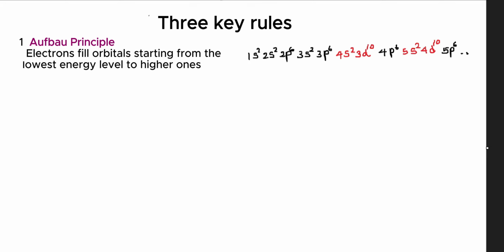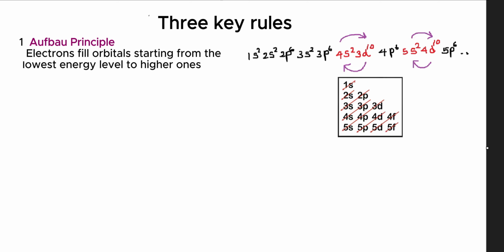Starting from 1s2 2s2 2p6 3s2 3p6, something strange happens. The 4s2 orbital is written before the 3d10 orbital because the 3d orbital has higher energy than the 4s orbital. A similar thing happens between the 5s and 4d orbitals. To understand the energy state of each orbital, you can follow the chart given.